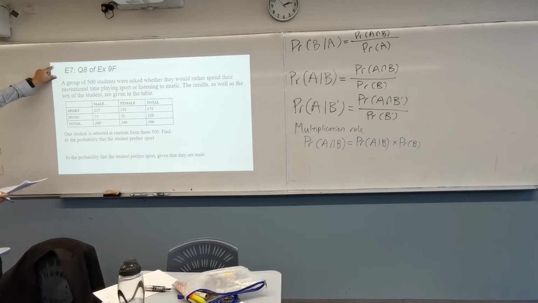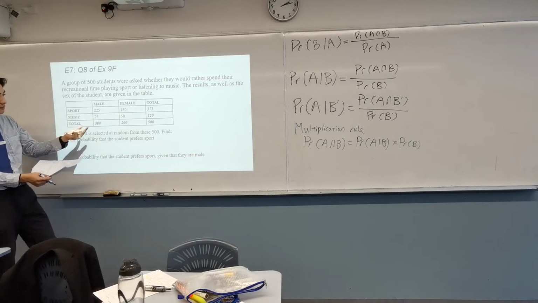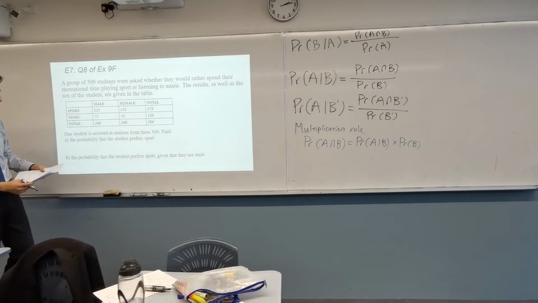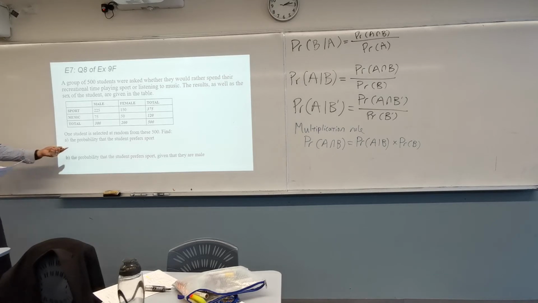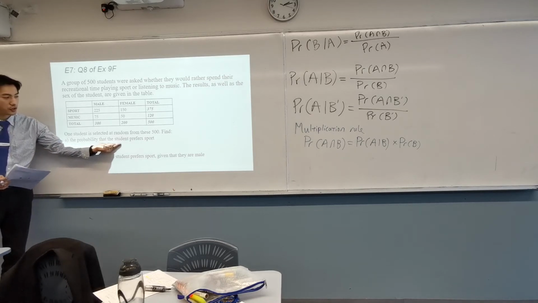Question 8. So this is example 7, which is question 8 of your exercise. A group of 500 students were asked whether they would rather spend their recreational time playing sport or listening to music. The results, as well as the sex of the student, are given in the table. Okay, so this is like a two-way table, and you've got the totals at the end. One student is selected at random from these 500. Find the probability that a student prefers sport.